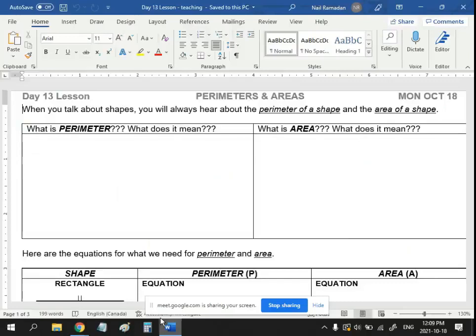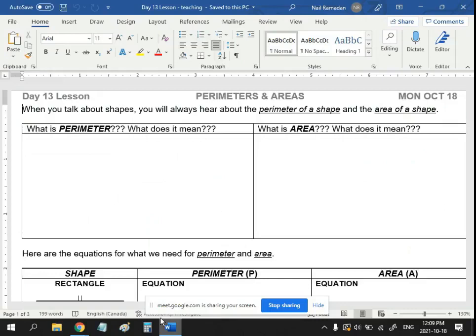Who knows what the word perimeter means? If I give you a ruler and ask you to get me the perimeter of this piece of paper, what do you measure? One side or all the sides? Exactly. What do you call it? The outline, or the outside border of it.